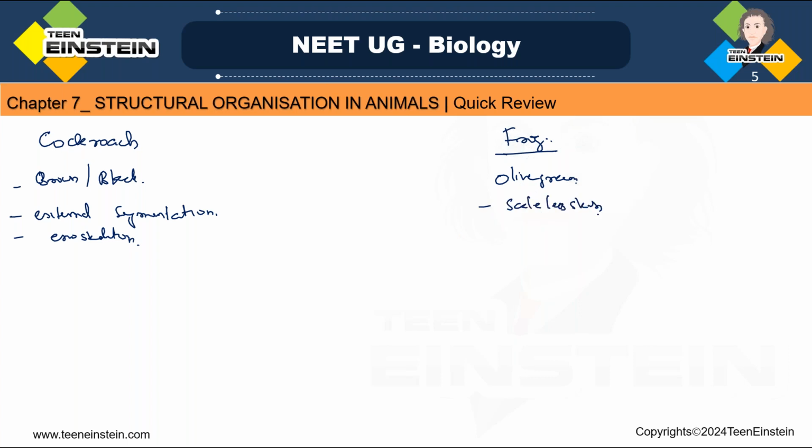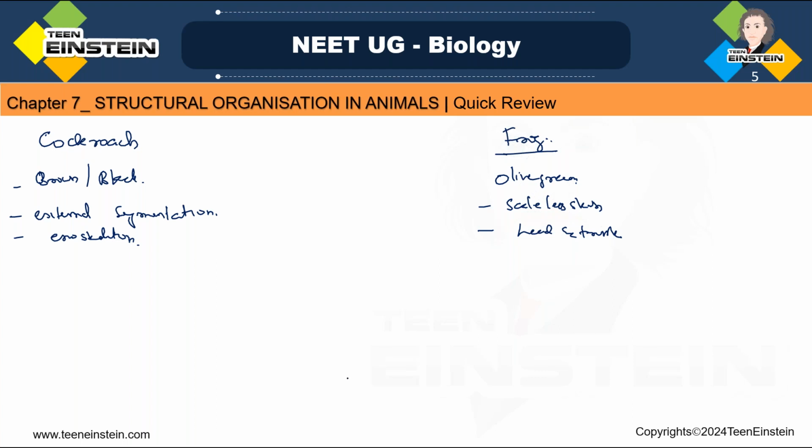We are saying the external appearance first. In frog, the body is divided into head and trunk. There is no neck and tail region, right? In a grown-up frog, you can see no neck and tail. So it is divisible into head and trunk in frog. So here itself we can see the difference in the two types of organisms.